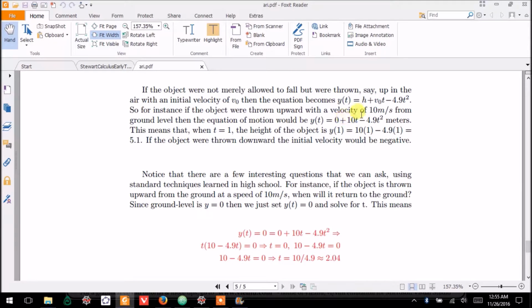It is thrown upward with an initial speed of 10 meters per second, so v naught, the coefficient here, is 10. That corresponds to this here. And this is always, when we're dealing with gravity under constant acceleration, equal to negative 4.9. So we now have the equation of motion. One thing that we could figure out, given this, is how high the object is after 1 second. So we plug in 1, we calculate, and it comes out 5.1.